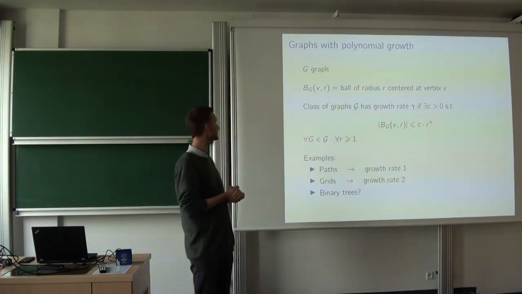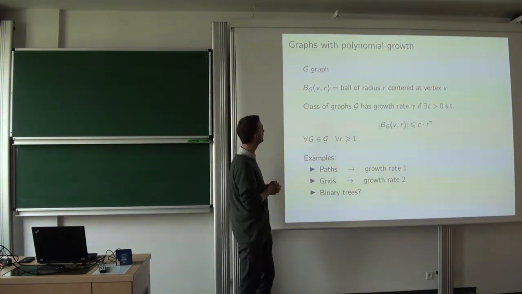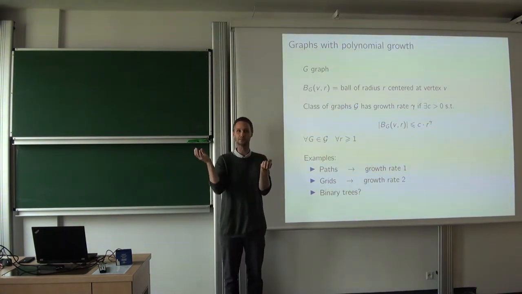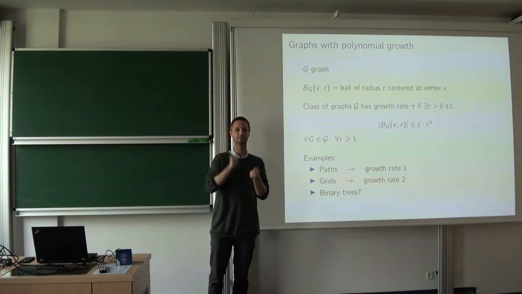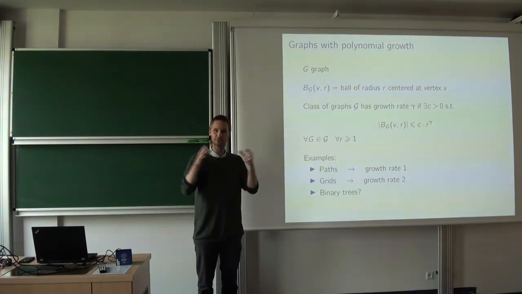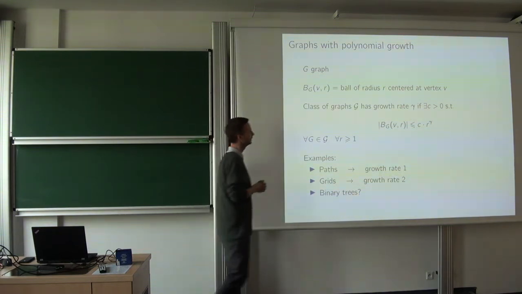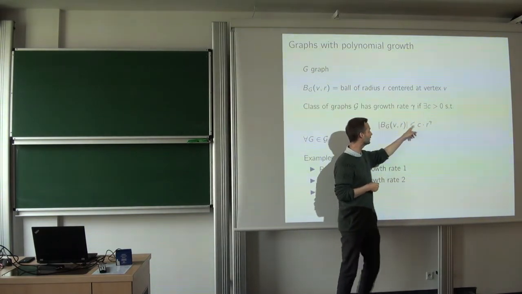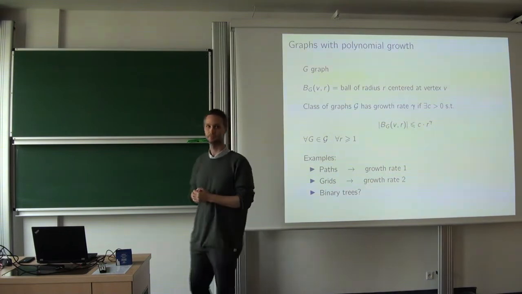So let's see what does that mean. So you have a graph G, and I'm going to use this notation that if I have some vertex v and some radius r, B(v, r) will be my ball, centered at v of radius r. And what I will ask now in this lecture is that these balls, they grow polynomially in size. More precisely, if you look at the ball of radius r, it has size at most r to some constant gamma. So gamma at least 1.